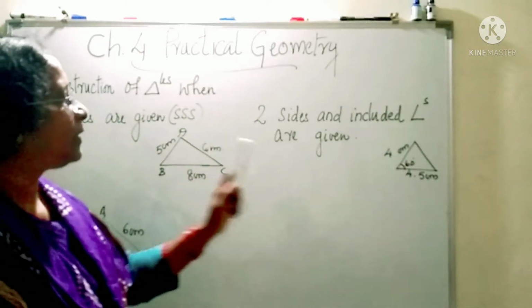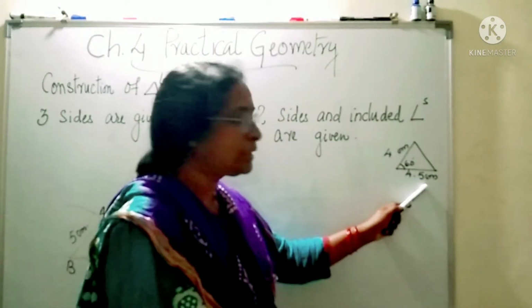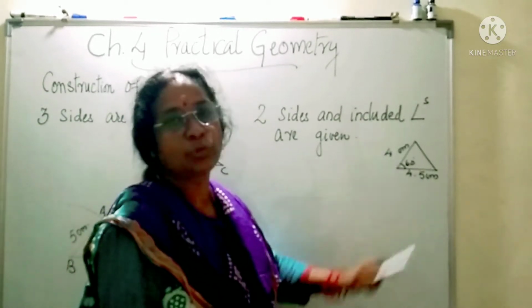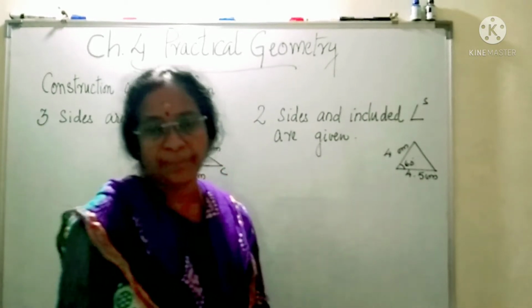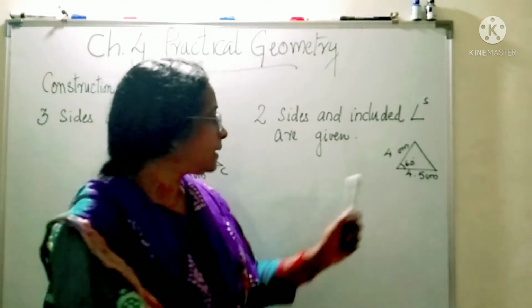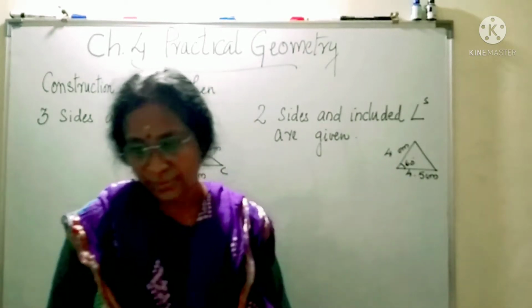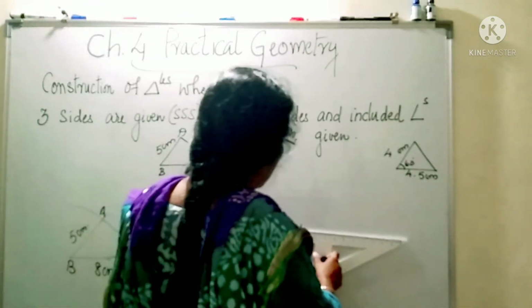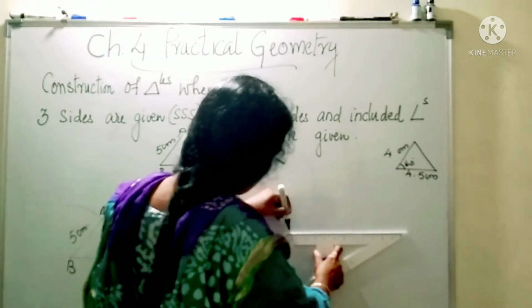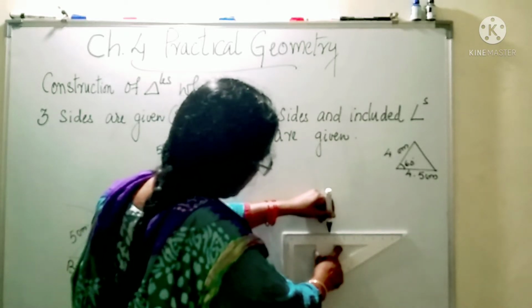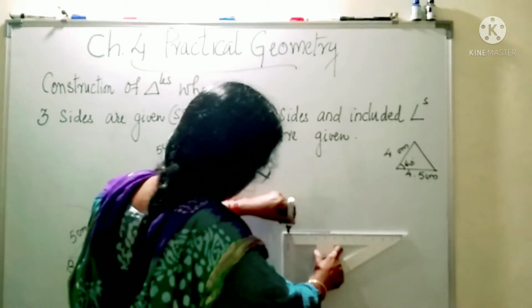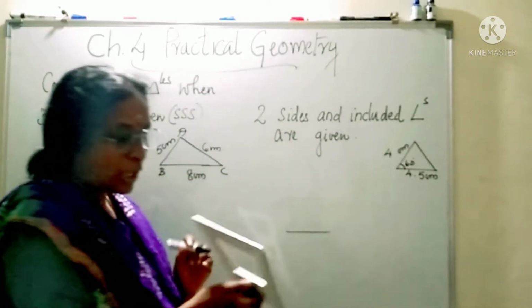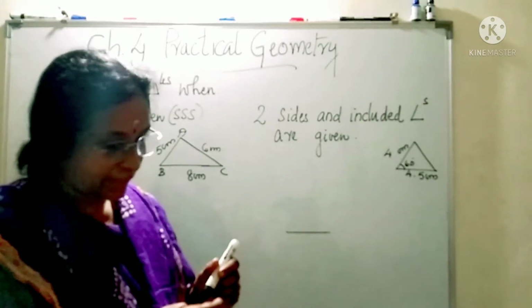Now let us see when two sides are given and the included angle. Included angle means the angle between these two sides is given. How to draw the triangle? Again, the first thing is to draw the base. So how will you draw the base? 4.5 centimeter. So keep it here and take 0, 1, 2, 3, 4. 4.5 is here. Draw a line segment of 4.5 centimeter.